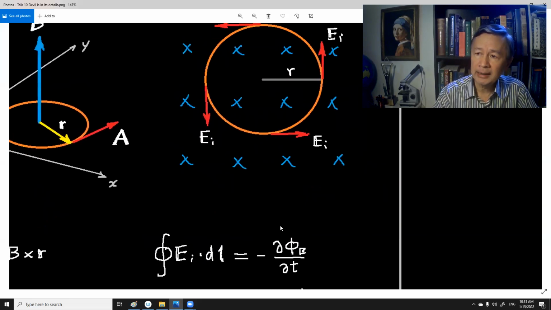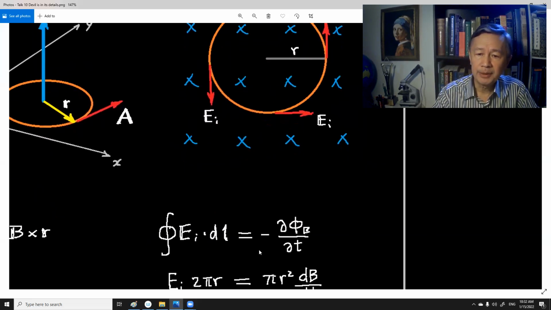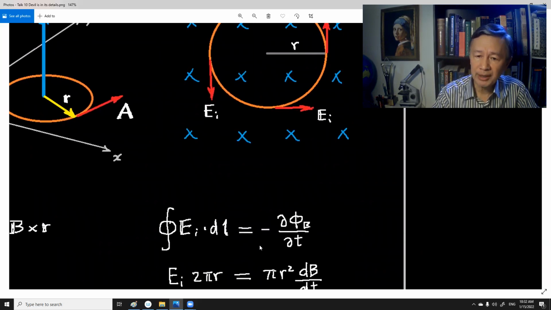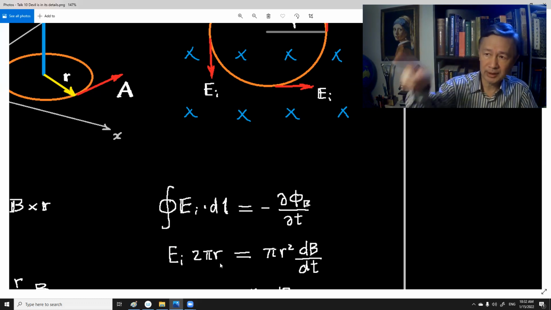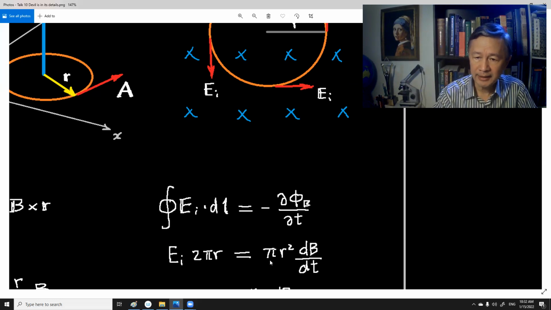Now, according to Faraday's law, we can describe this special case like this. We can work out the line integral around the loop by using E_i, the magnitude of the induced electric field, multiplied by 2πr, which is the circumference. And πr² is the area of the circle, multiplied by dB/dt. That is based on Faraday's induction law.